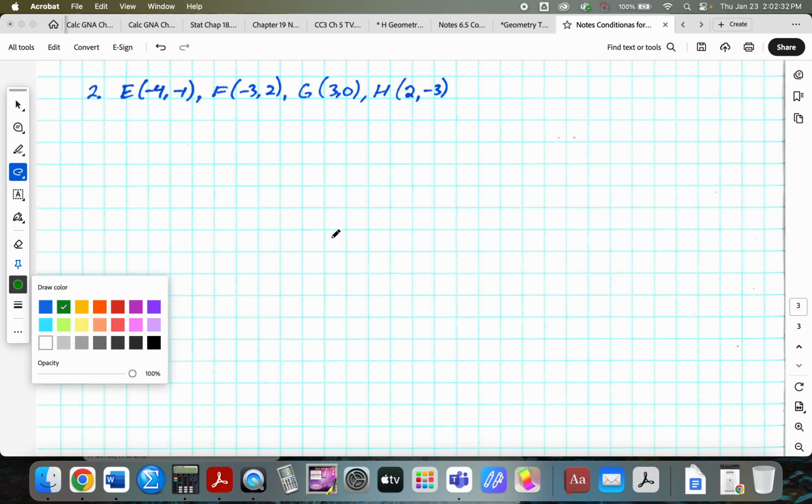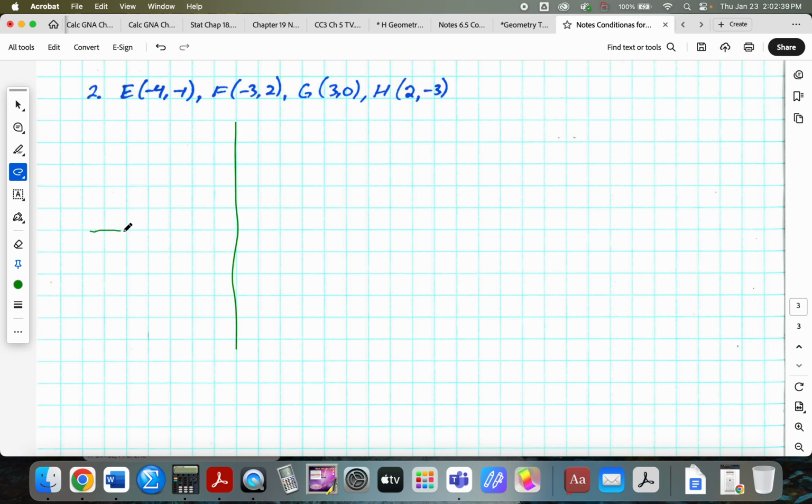So we'll graph it first. So E is at -4, -1. F is at -3, 2. G is at 3, 0. H is at 2, -3.